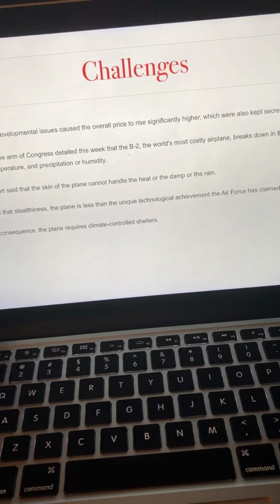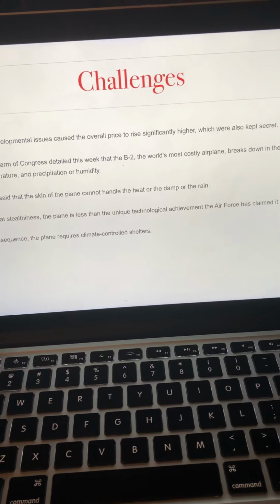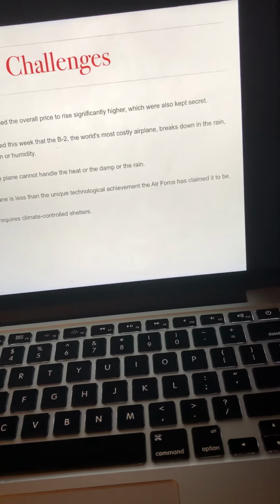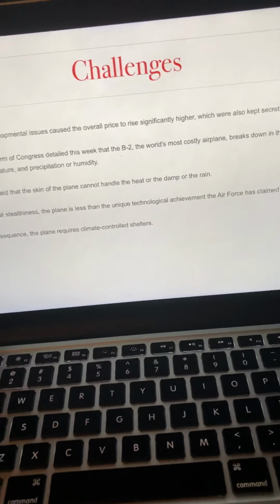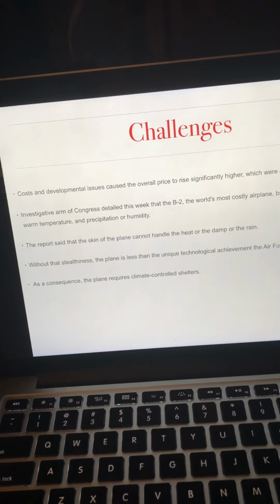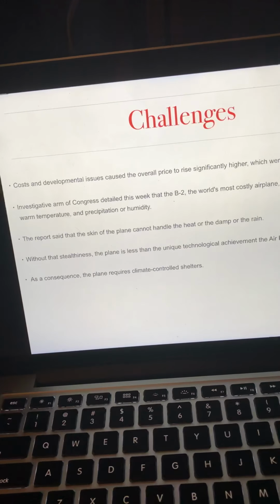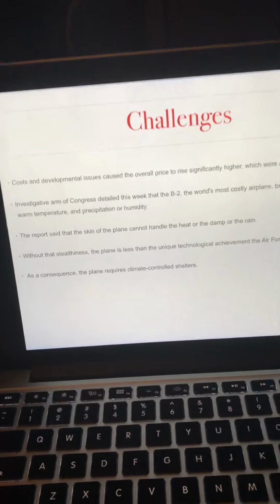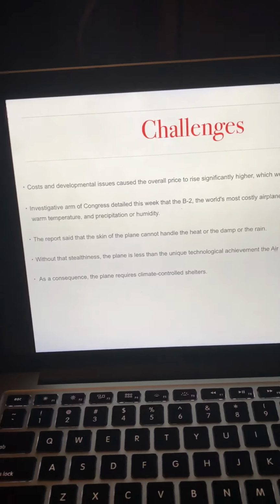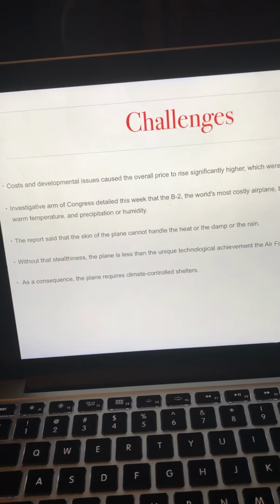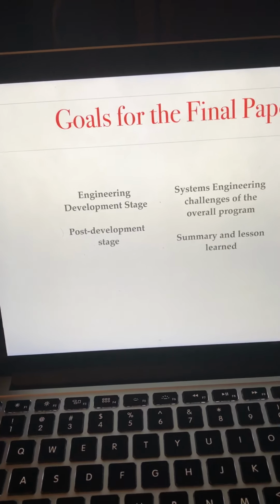As a consequence, the plane requires very highly sophisticated climate control shelters, which makes things very difficult. If an aircraft flies into enemy radar and does its mission, it then has to be sheltered for a while until it comes back and needs to be refueled. Unless you have climate control shelters, it's going to be excessively difficult, which creates a problem that is still being worked on for better progress.